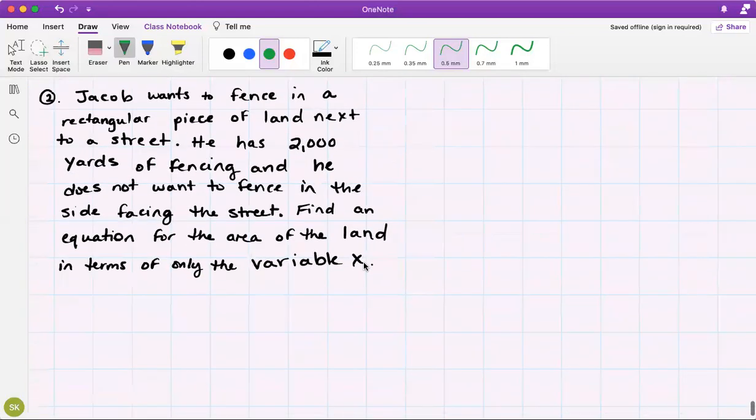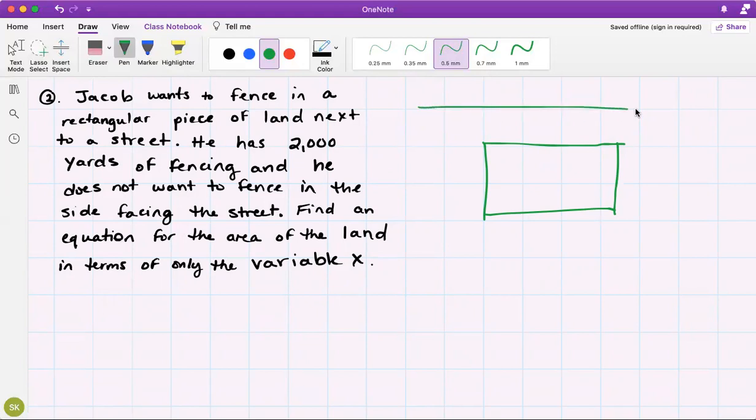So we're going to do one more problem where we're just setting up an equation for area. And it's almost identical to the last problem. There's just one little difference. So let's read it. It says, Jacob wants to fence in a rectangular piece of land next to a street. I always suggest drawing a picture to help you with this. So you have a rectangular piece of land and it's next to a street. He has 2,000 yards of fencing and he does not want to fence in the side facing the street.